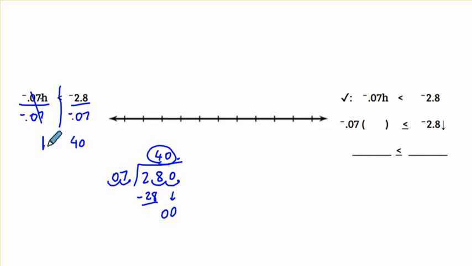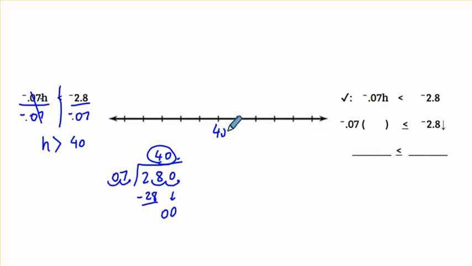And I'm left with h over here. Now, if you multiply or divide by a negative number on both sides, you have to flip the symbol. So your answer should have been h is greater than 40.